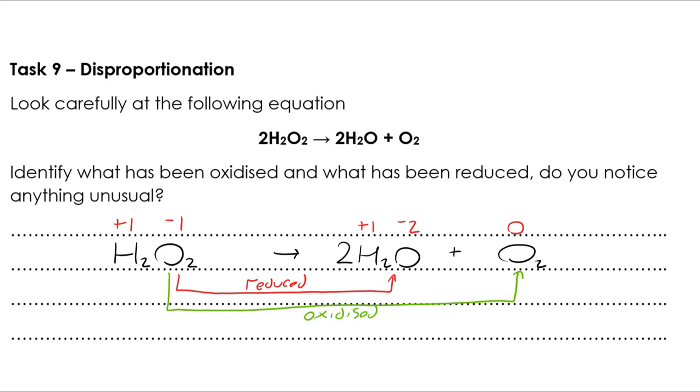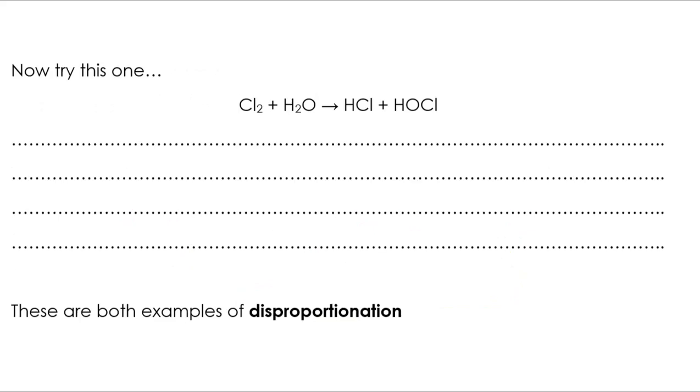Let's take a look at another example of disproportionation. In this case, my H's are +1 all the way through. My oxygens are -2 all the way through. My chlorines, well, it's 0 on the left. In HCl, it's -1. And in HOCl, it's +1. The chlorine has been both oxidised and reduced. That's what disproportionation is, when a species is both oxidised and reduced in the same reaction.